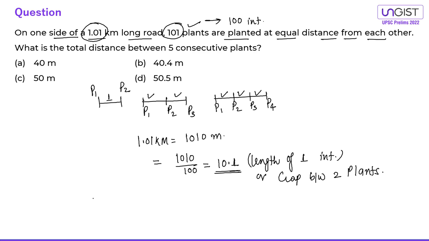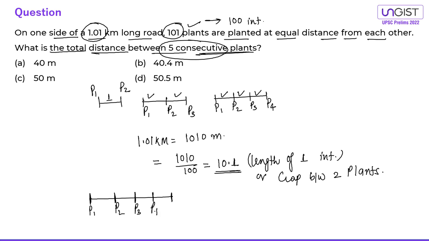All right. Now they are asking what is the total distance between five consecutive plants. If we have five plants, then in total we have four intervals. So this is 10.1, 10.1, 10.1 and 10.1. So 10.1 into 4 is 40.4 meters. The correct answer is option B, 40.4 meters.